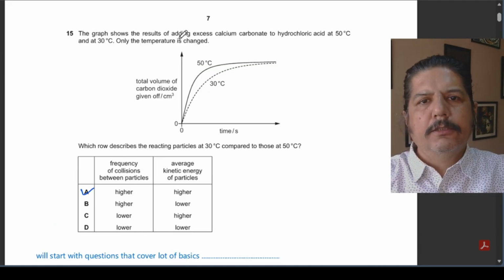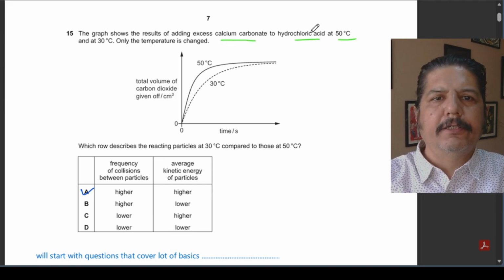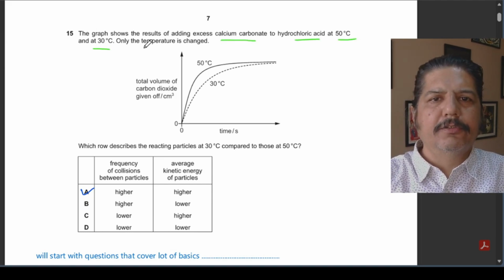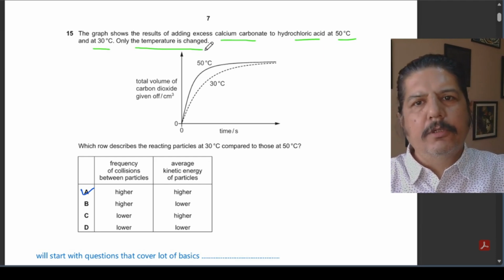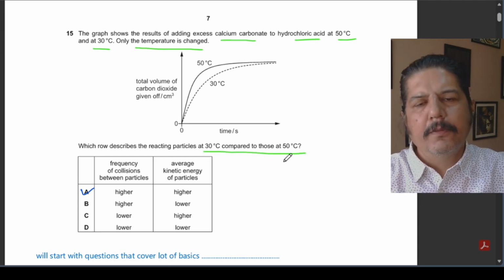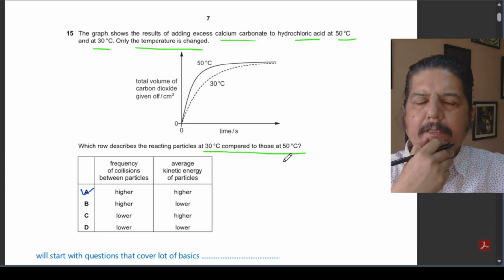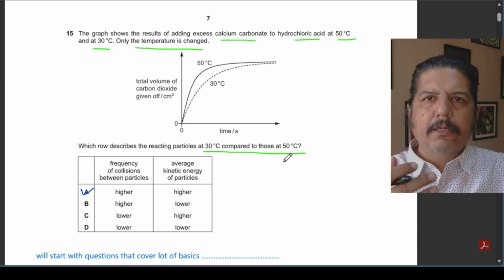The graph shows the result of adding excess calcium carbonate to hydrochloric acid at 50 degrees Celsius and at 30 degrees Celsius. Only the temperature is changed. Which row describes the reacting particle at 30 degrees compared to those at 50 degrees? Now you guys understand what the temperature does? Temperature increases the rate of reaction.